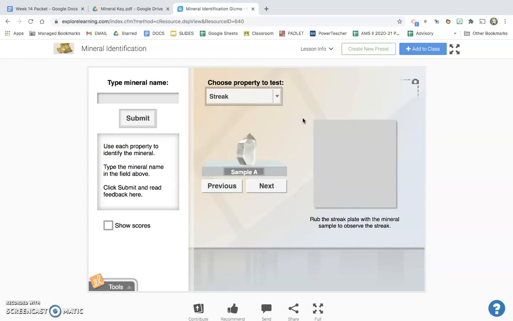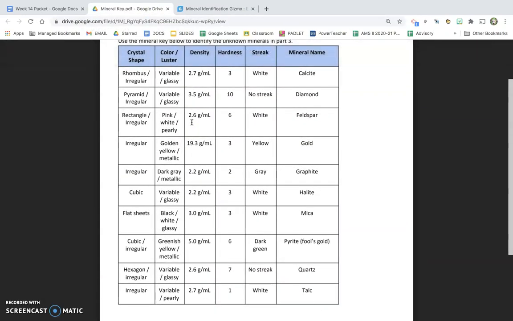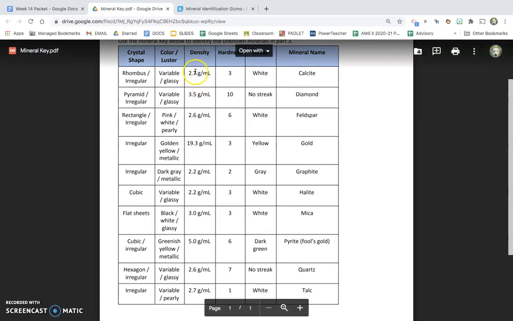So now we're going to try to figure out what this mineral is. But we have to remember all the characteristics that we looked at. So we're going to go to this mineral identification key. Now the crystal shape, I think we said it was a hexagon or irregular. We said it was glassy. And the density is a very easy indicator to look at here. 2.6 we said. So let's see. We have a 2.6 here.